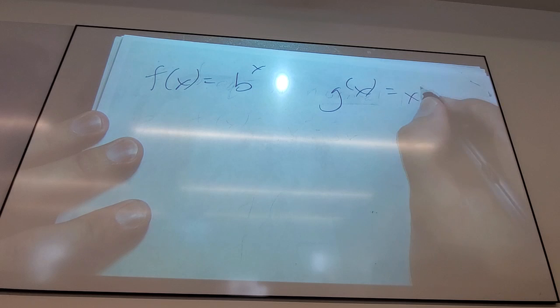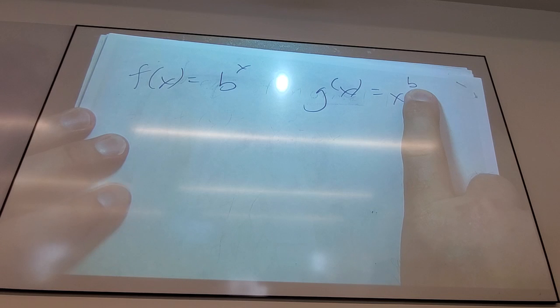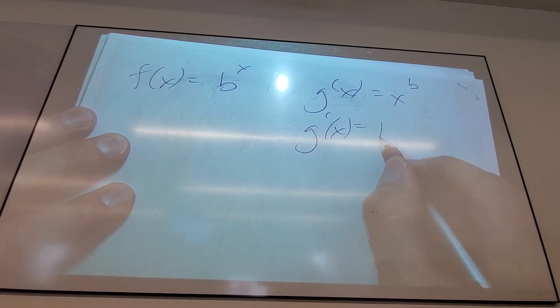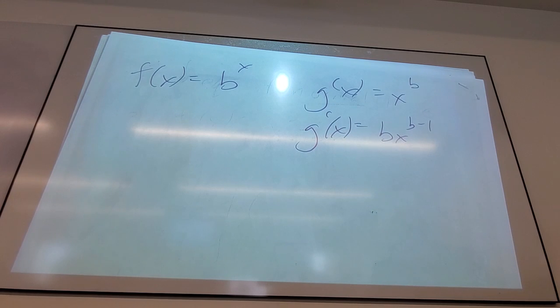If it was this, is there a rule that we have for x to a constant power? Do we have a rule for that? Yes. Can anyone tell me what the derivative of this would be, just using the rule we developed? The power comes down, and the power goes down by 1, x to the n minus 1.